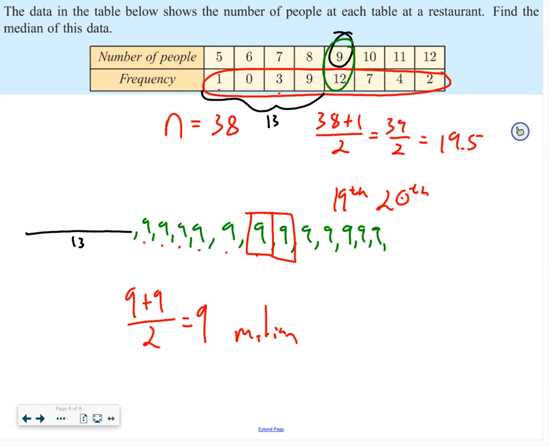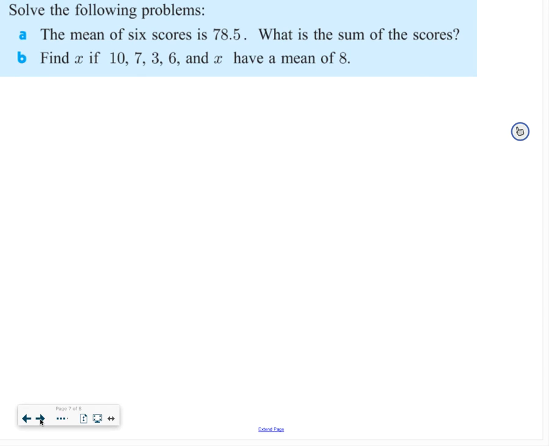Okay, so sometimes we need to find the mean of 6 figures. So in this example, we know the mean. Okay, so we have 17.5. What is the sum of all these scores? Well, this is involving 6 scores.